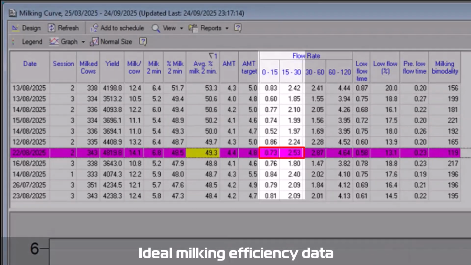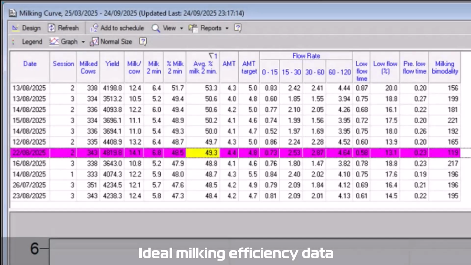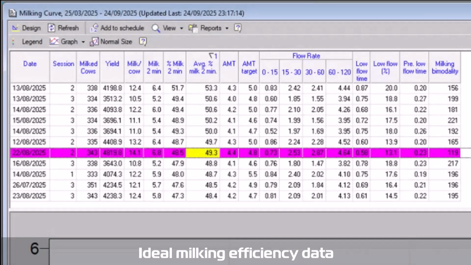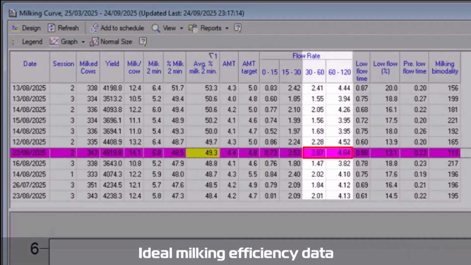As expected, from the first 15 seconds to the first 30 seconds, flow rate increased exponentially as the cistern milk was harvested. Milk flow slowed but continued to increase as the stream switched to alveoli milk from 30 to 60 seconds. In the second minute, milk flow again increased dramatically.